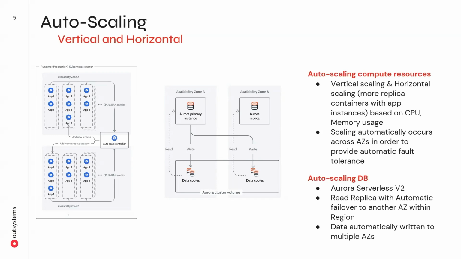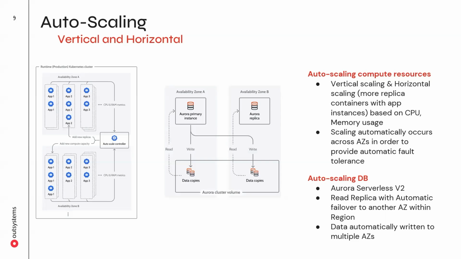Automatic scaling is not just limited to application compute, because the database will also scale up and down based on load, since we're using Aurora Serverless. Production apps benefit from a read replica deployed to a different availability zone to provide in-region failover by default. Using Aurora Serverless, data is automatically replicated to multiple availability zones, and in the future, we plan to offer multi-region support as well.